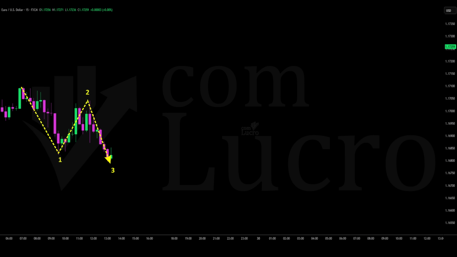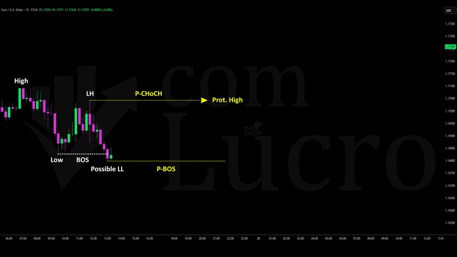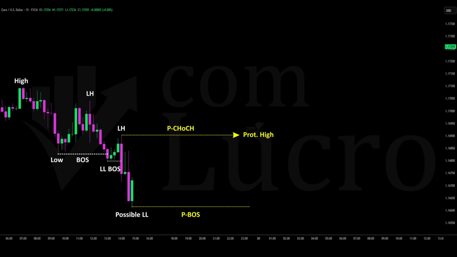We can identify a 1, 2, 3 movement followed by a breakout to the downside. This allows us to define our high, low, lower high, and lower low structure. Once again, price breaks lower and creates another new lower low. We then mark the origin of this impulsive movement as our protected lower high. As long as price remains below this level, the market direction stays bearish, and we should continue focusing only on short opportunities.